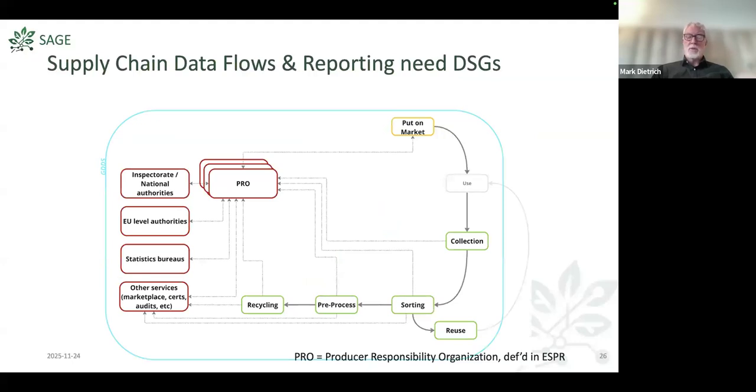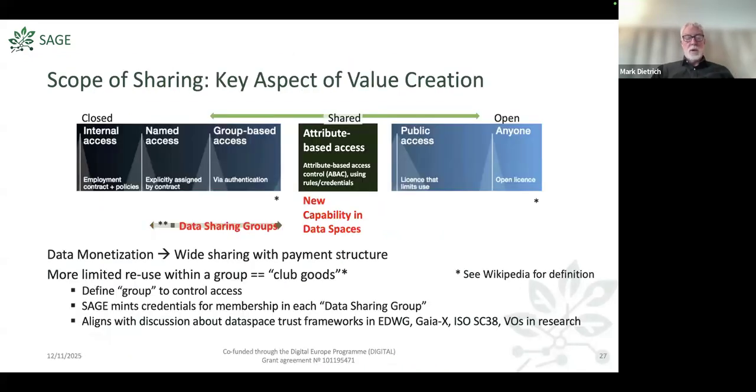These are motivators. These real world use cases are motivators for us to automate this idea of a data sharing group and to use it as a way of managing access to data. We have, in general, the... it also supports value creation because often the way you do this in the real world, yes, there's a lot of talk about data monetization, but the way that really works is that you have to be prepared to widely share your data and then create a payment structure.